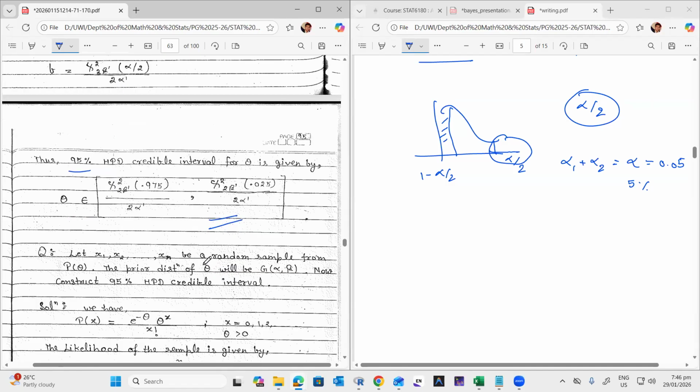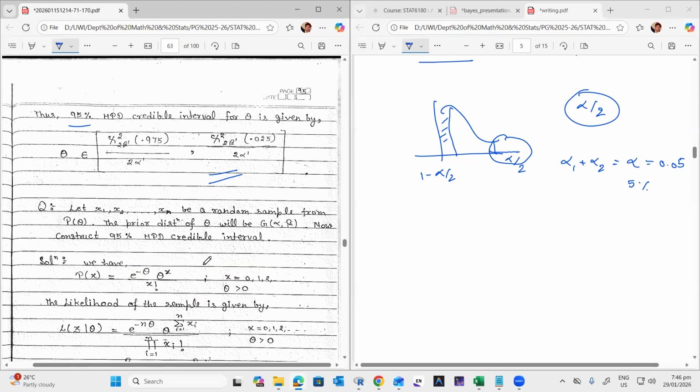So again, we have the other question, which is for the Gaussian distribution. I hope you will solve it on your own.